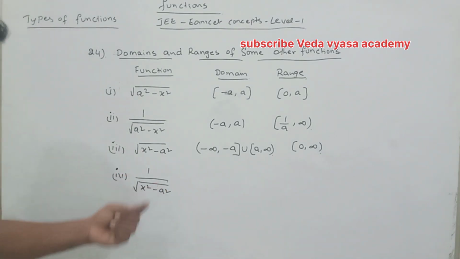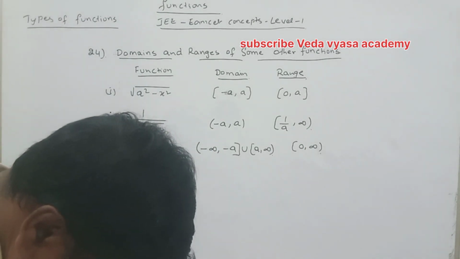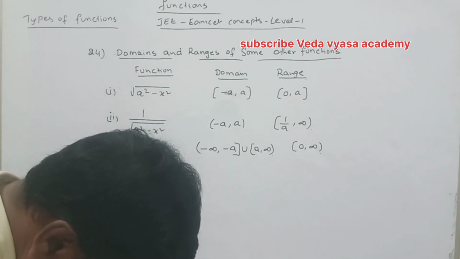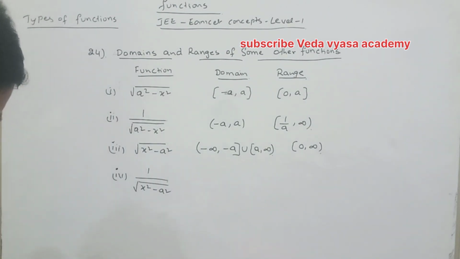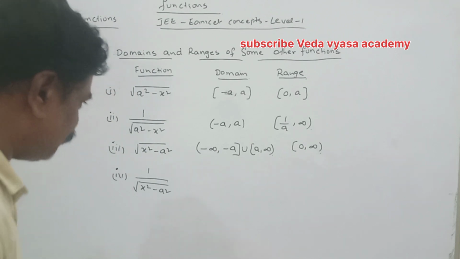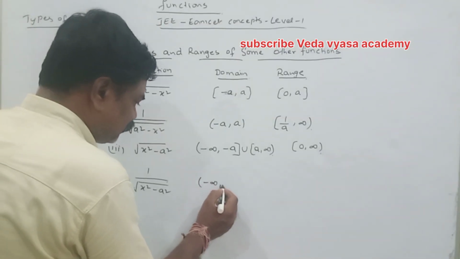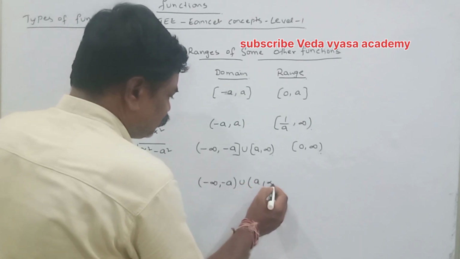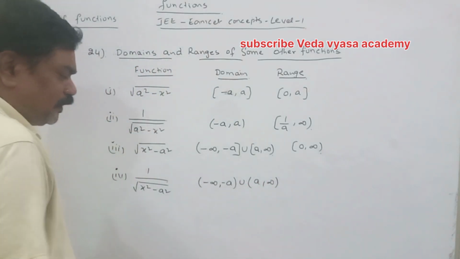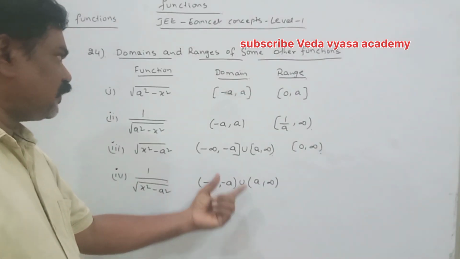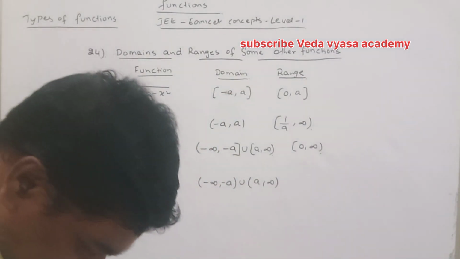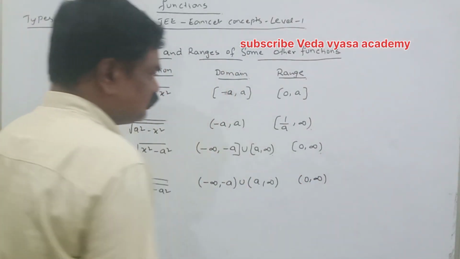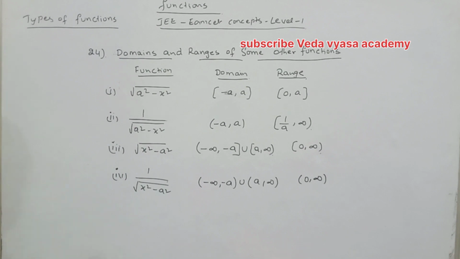1 by root over x square minus a square. The domain is open interval minus infinity to minus a, union a to infinity open interval. This is the domain of the function, and 0 to infinity is the range.